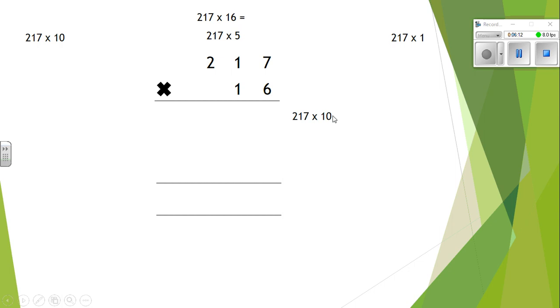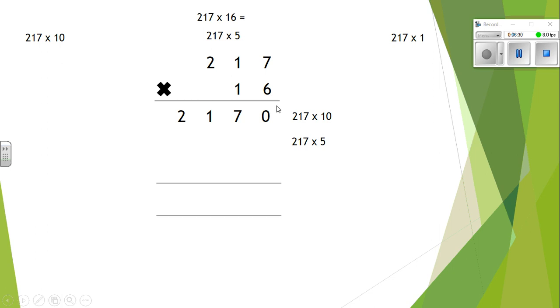So let's have a go at this. So 217 times by 10, nice and easy. We've got that there, okay? And now we've got 217 by 5. Now we might look at this and struggle a little bit and think, I don't know how to do this. Well, we know that 5 is half of 10. So our answer overall will be half of this. So all we've got to do is half this number.